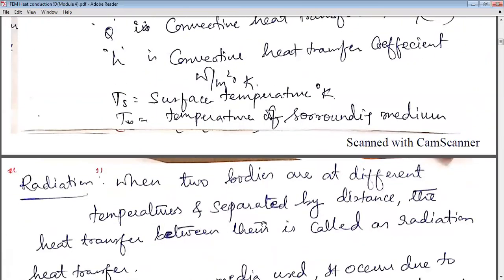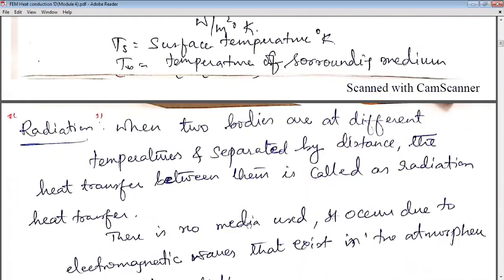Next comes the third very important mode of heat transfer, widely seen in solar applications and other kinds of applications, like the infrared temperature sensor for a body during the diagnosis of fever. In the coronavirus, you might have observed the radiation heat transfer is widely used to sense the temperature of the human body. So when two bodies are at different temperatures and separated by a distance, the heat transfer between them is called radiation heat transfer. There is no media used. So obviously, you are aware of this.